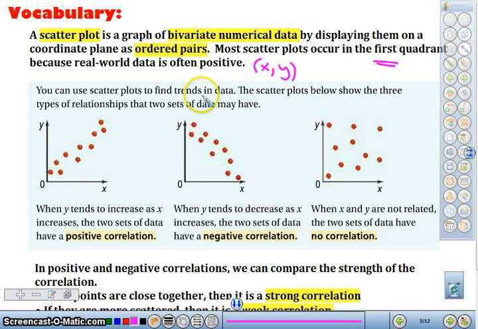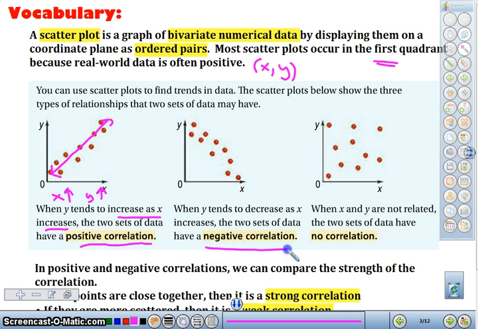It says you can use a scatter plot to find trends. Scatter plots below show 3 different types of relationships. This first one is a positive relationship, and if you think about slopes of a line, this is where we had our positive slope. So as x increases, the y increases. So I like to think of this as x is increasing, the y is increasing.